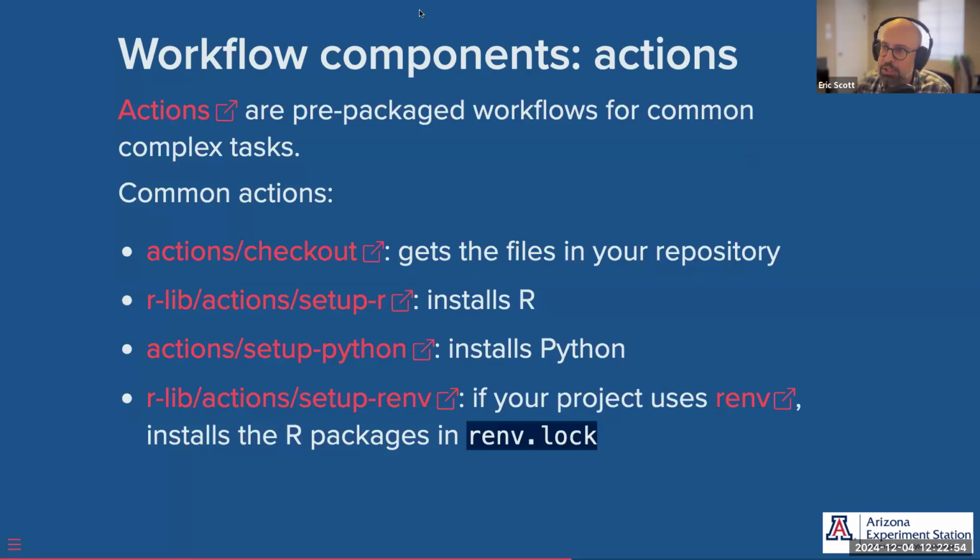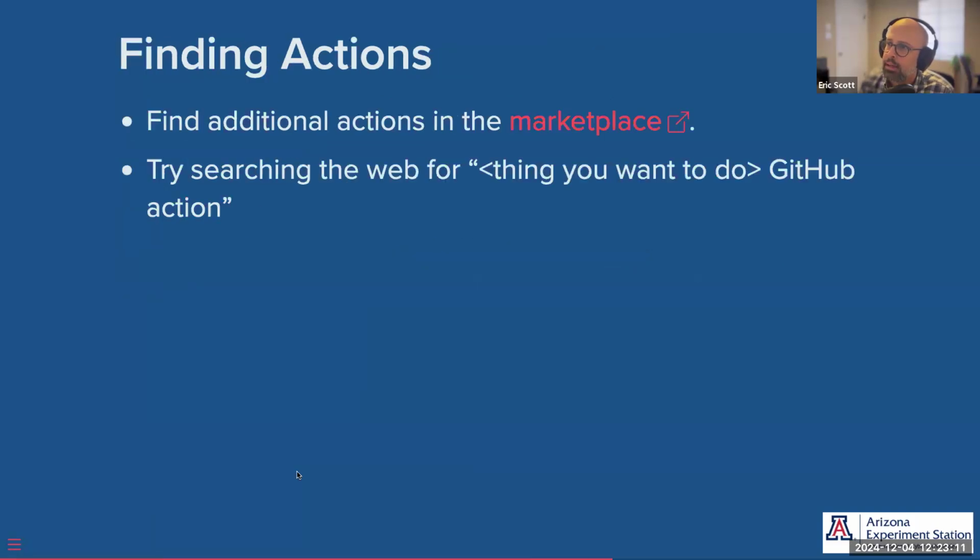We've talked about actions a bunch. So I showed y'all the marketplace for these. These are some really common ones, the ones that I've showed you so far: checkout, setup R, setup Python, setup renv. And again, searching in the marketplace, or just searching Google for whatever you want to do and then adding GitHub Action, is a good way to find those and find examples that other people have used.